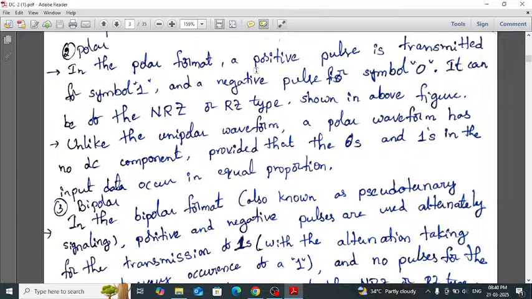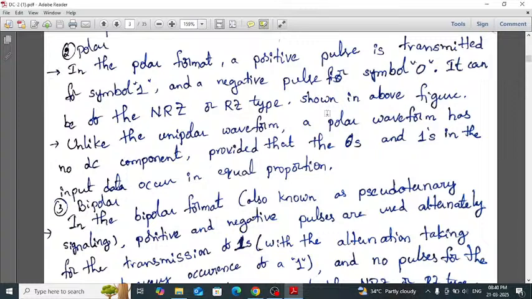In the polar format, a positive pulse is transmitted for symbol 1 and a negative pulse is transmitted for symbol 0. We should have both positive as well as negative, whereas in the unipolar format we have only a positive pulse for symbol 1 and no pulse for symbol 0. That's why this format is given the name polar format. It can be of non-return to 0 or return to 0 type, which is shown in the below figure.